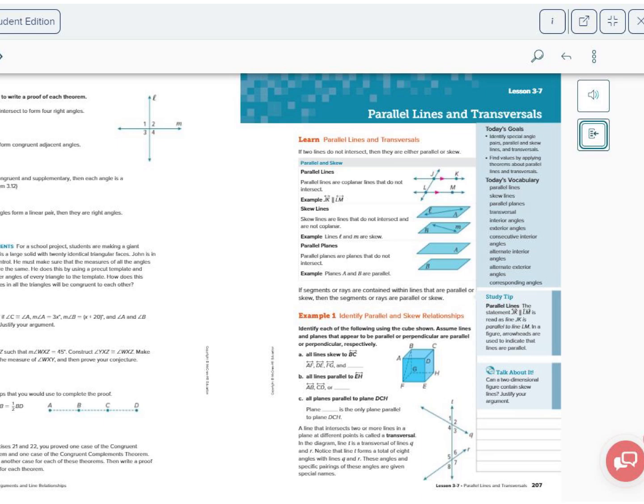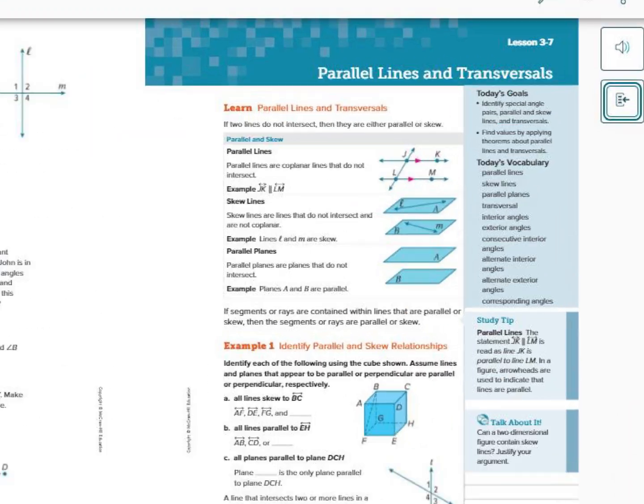Okay, today's lesson is lesson 3-7, parallel lines and transversals. First of all, guys, I know this is very low resolution. For some reason, my PDFs were not translating very well, but we'll work with it. But this starts on page 207 of your textbook, okay?